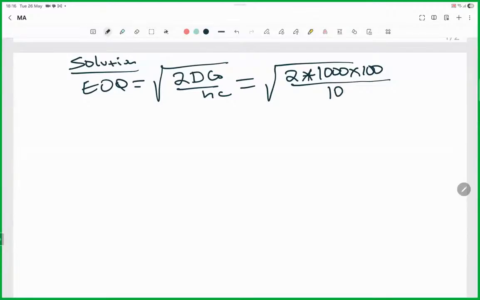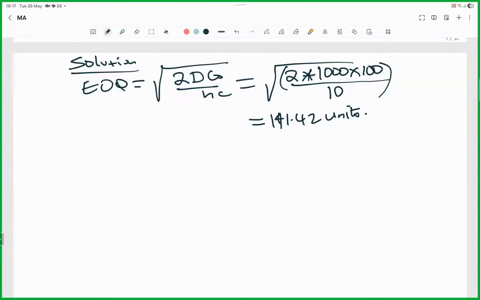So you have to be very careful with your calculator. First of all, you evaluate what is under the square root. So you say 2 times 1,000 times 100 divided by 10. Whatever answer you get, now you take the square root. The calculator is giving me an answer of 141.42. So 141.42 units.